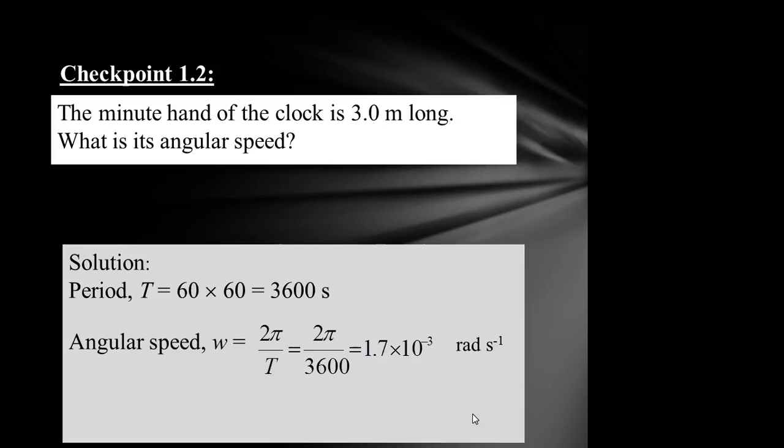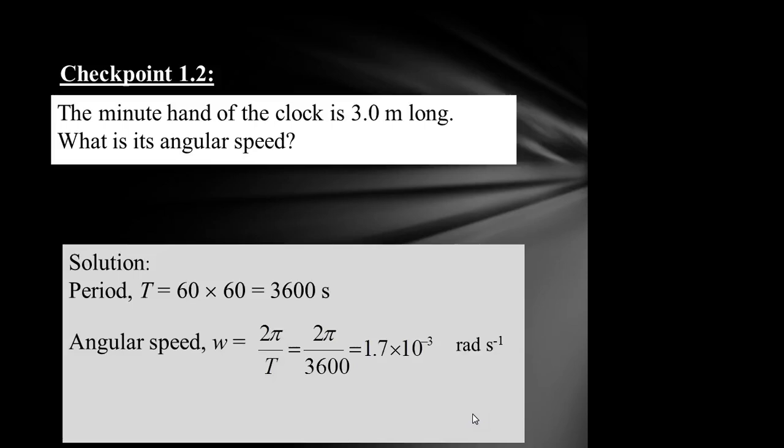So if you want to get the angular speed, you take 2 pi divided by the period, the time it takes to go around, which is 3600. So you get 1.7 times 10 to the power minus 3 radians per second. That's for a 3 meter long clock hand. What if it was a 3 cm long clock hand? What would the angular velocity be? Yeah, it will be the same, right? Because look at our calculation here, we didn't use the 3 meters at all.